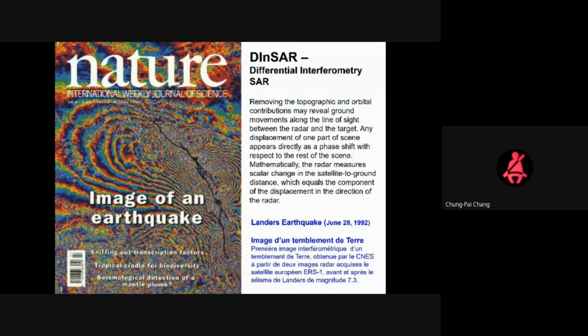So, of course, this is a very important result, and it was published in Nature, and has been chosen as the cover page of this issue. Some French here, so if you want, you can read the French. Image d'un tremblement de terre. Tremblement de terre means the earthquake.